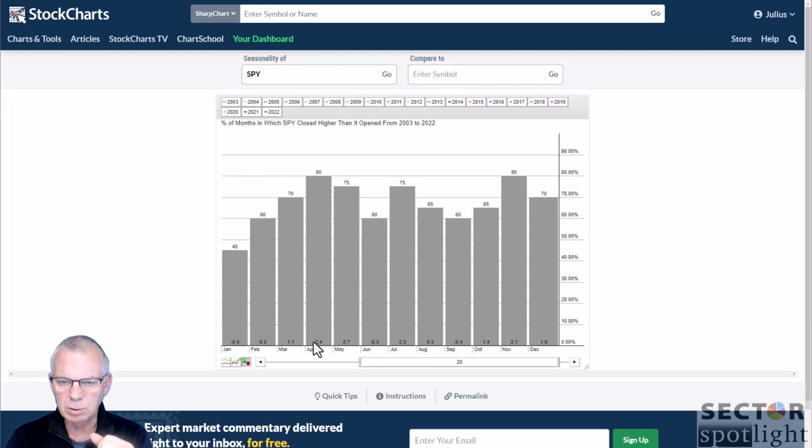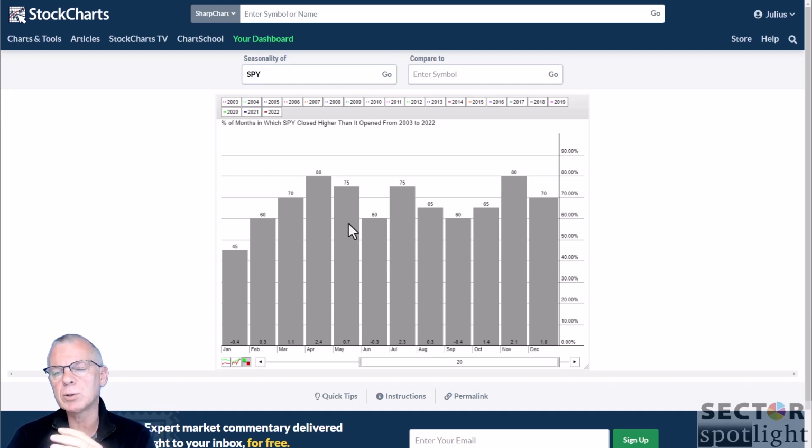So if we look at August, then in 65% of the cases, so that's 20 months of August, 65% of that, the market closed higher than it opened. And the average return for all these 20 months is 0.3%, 30 basis points upward. That is the seasonal pattern for the S&P 500.